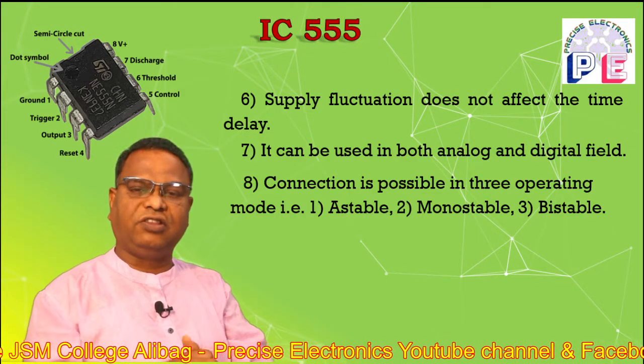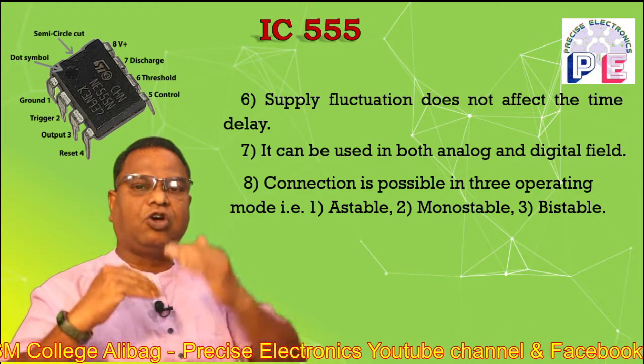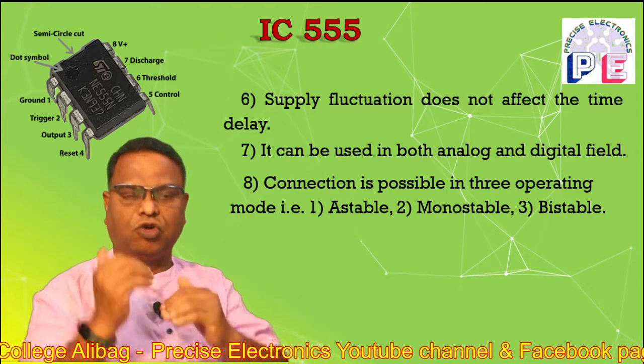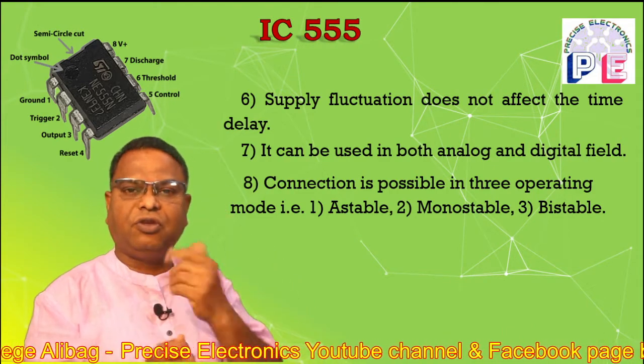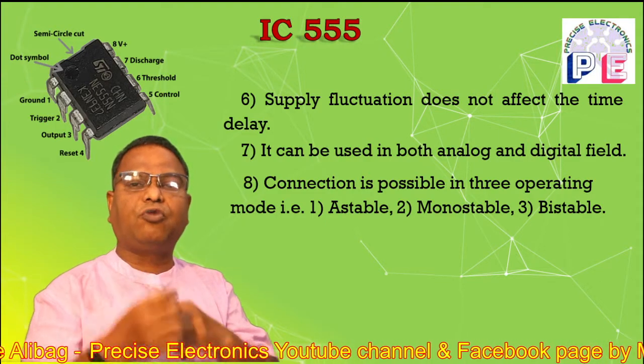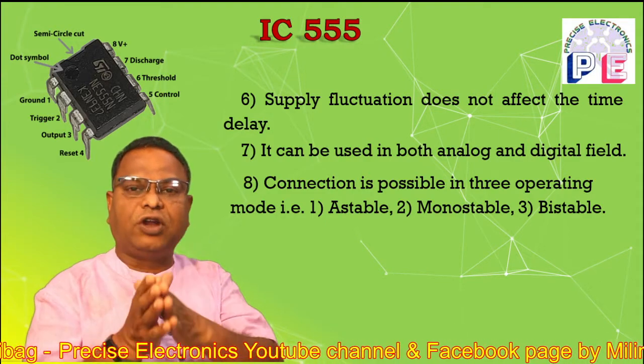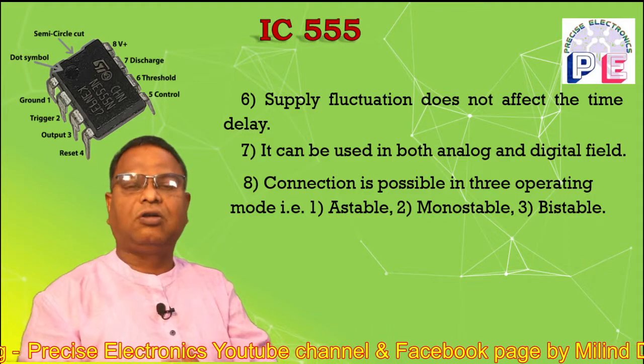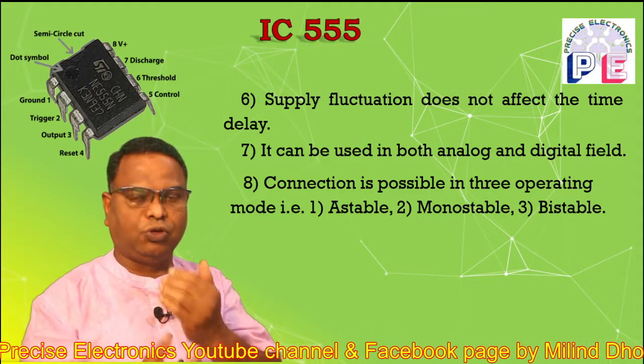The second mode is monostable. Mono means one. In this case, either the low state or the high state is stable. One of the states is stable and the remaining one is unstable. So we require one trigger pulse. It is known as monostable, one stable state, monostable mode.